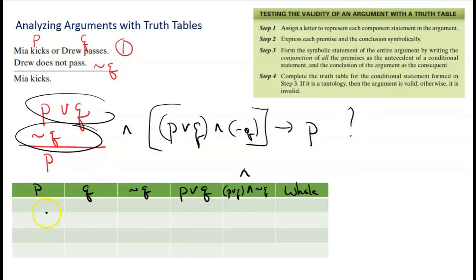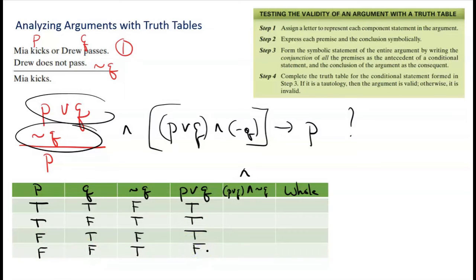So we start with our P column. We know we do true, true, false, false. And then our Q column, we alternate true, false, true, false. Now I'm negating Q, so that's going to be false, true, false, true. Now P or Q, so true or true is true. We haven't done an or in a while. Remember, ors are true if either of the statements are true. So true or false is true. False or true is also true. And false, false is the only time an or statement is false.